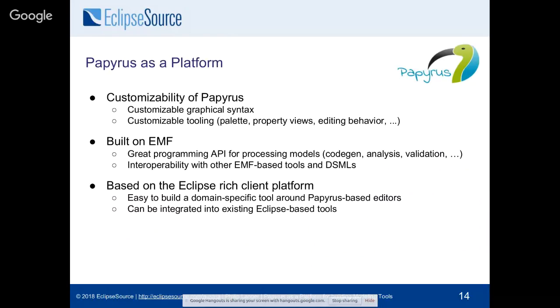One other big benefit of Papyrus being based on the Eclipse Modeling Framework is that it's interoperable with any other EMF-based tooling. So that means if one part of your domain-specific modeling environment is based on Papyrus, you will end up having plain EMF models, and you can build another part of your domain-specific modeling environment based on another EMF technology. So for instance, you can use Xtext or Sirius to provide textual or other graphical modeling tools and integrate them directly with the models that you created with Papyrus or based on Papyrus.